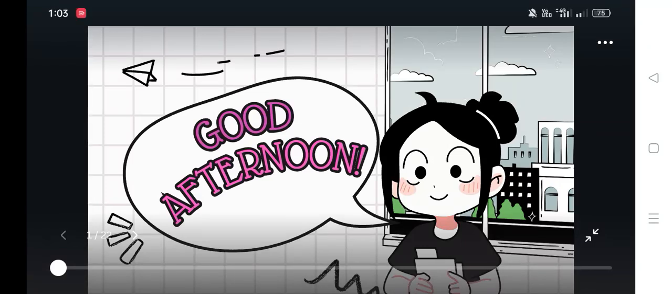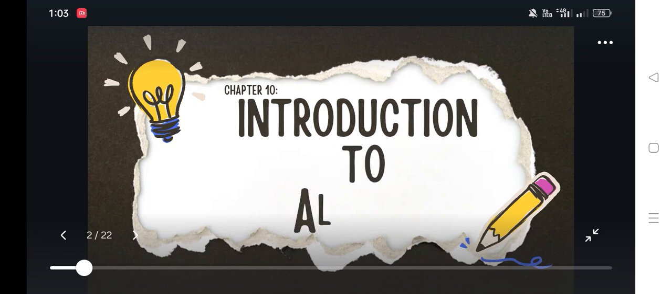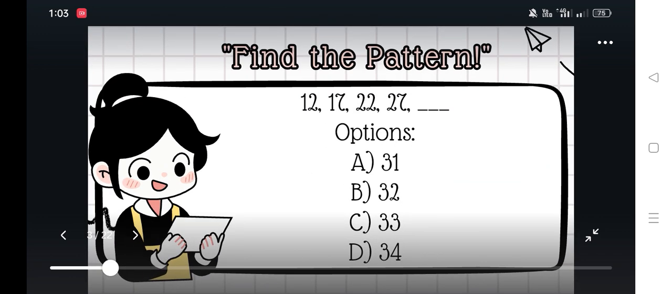So, good afternoon, everyone. For our final period, we will proceed with algebra, or the introduction to algebra. But before anything else, let's try to answer this activity entitled Find the Pattern. The objective of this activity is for you to find or identify the rule behind the given numbers and predict the next term. So, are you ready?